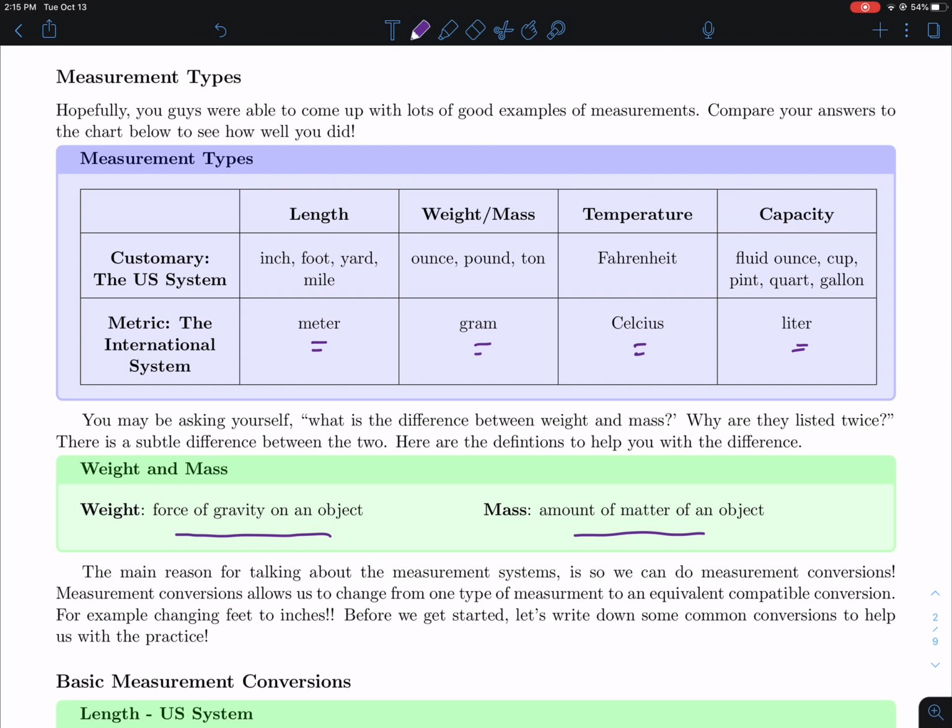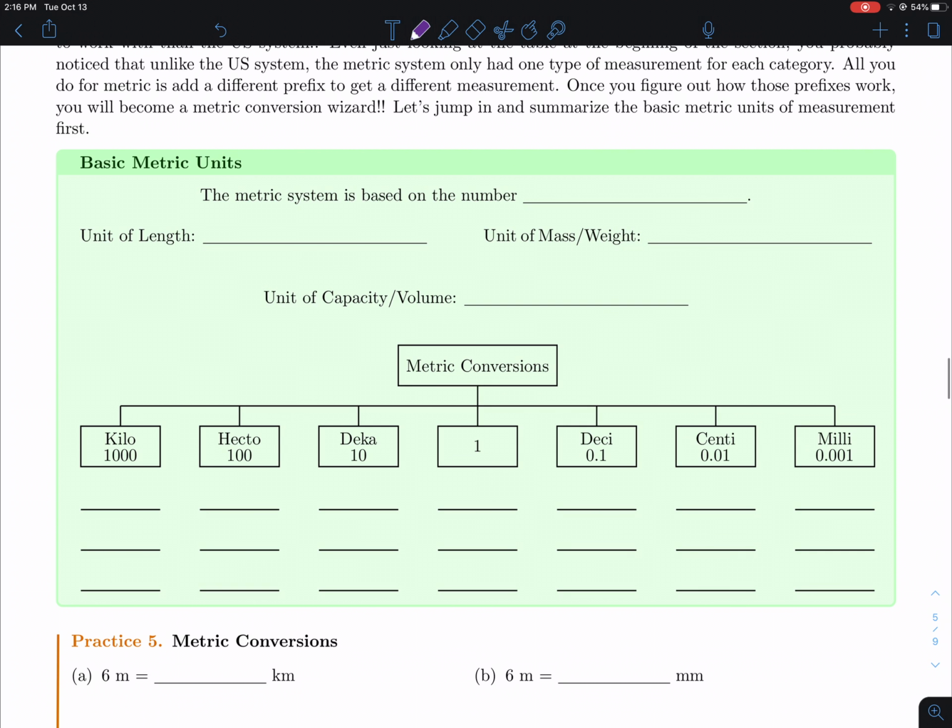So if we go back to our little chart here for metric. The cool thing about the metric system, and this is what makes it nice, is that it is based on the number 10. So it's a base 10 number system, which we're familiar with. We like base 10. Instead of having multiple units of measurement, all they have is just 3 units of measurement. Their length is the meter, their mass or weight is the gram, and their capacity or volume is the liter.